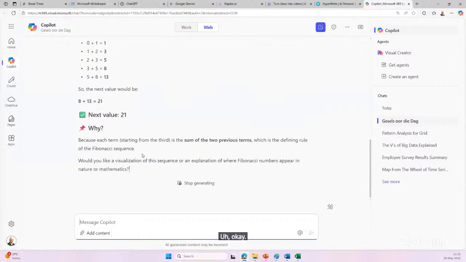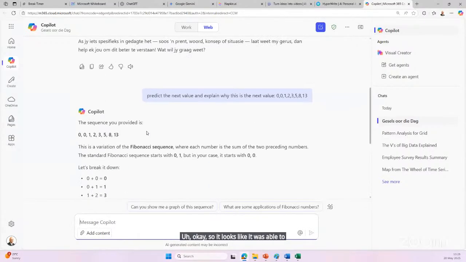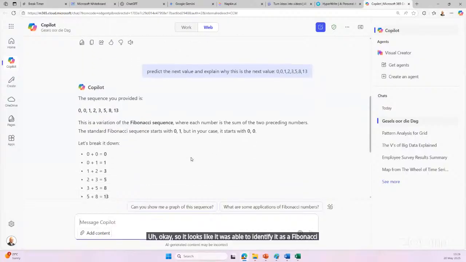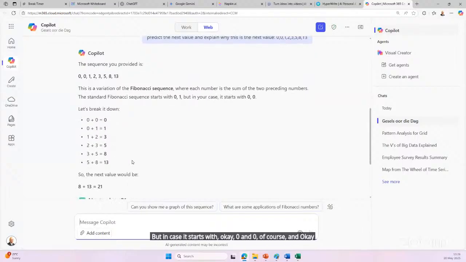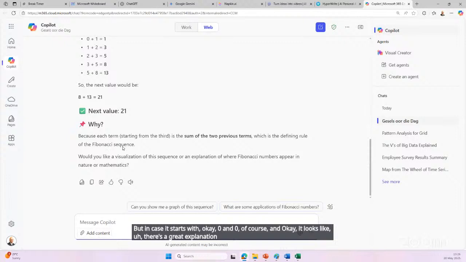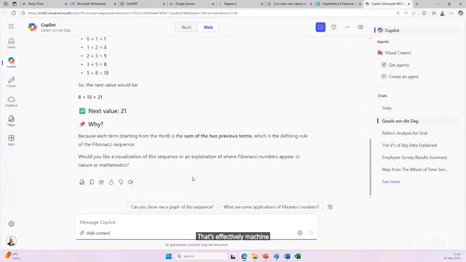Okay, so it looks like it was able to identify it as a Fibonacci sequence, but in case it starts with, okay, 0 and 0, of course. And okay, it looks like there's a great explanation as well of why that would be the next value. That's effectively machine learning in action. Machine learning is fed something, and based on the analysis of what we feed it, it was able to make a prediction.